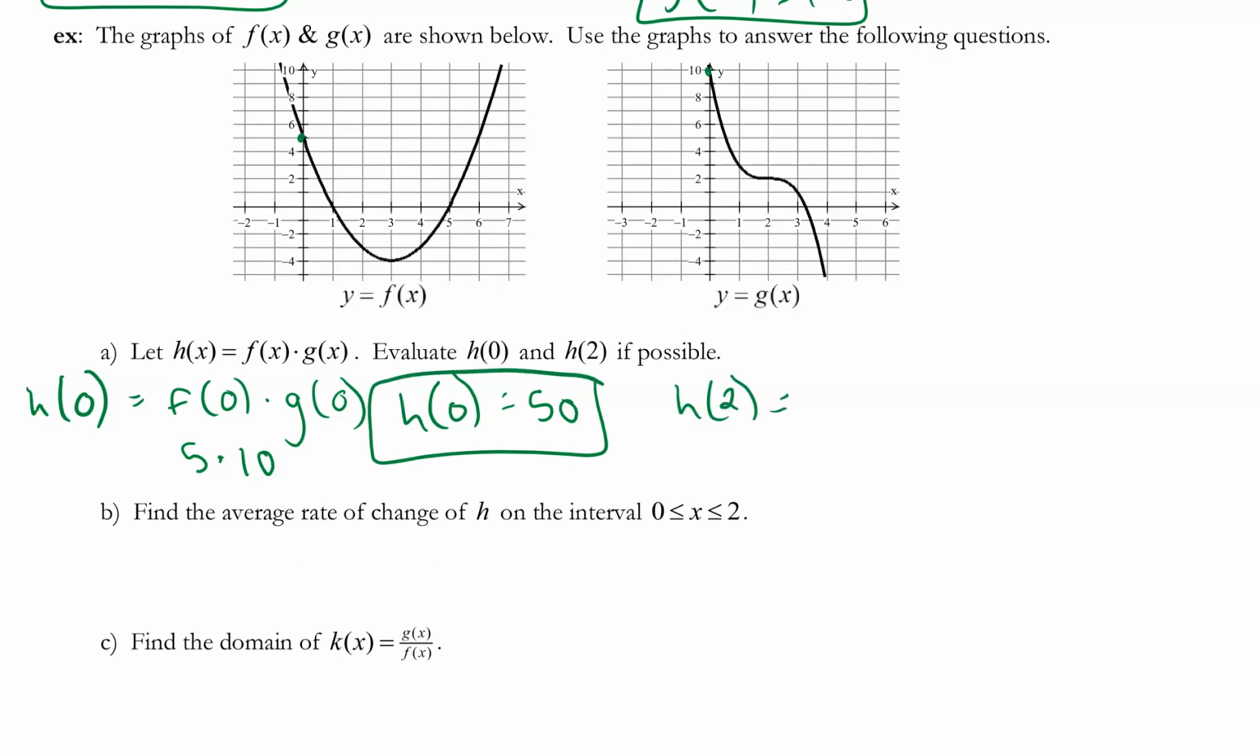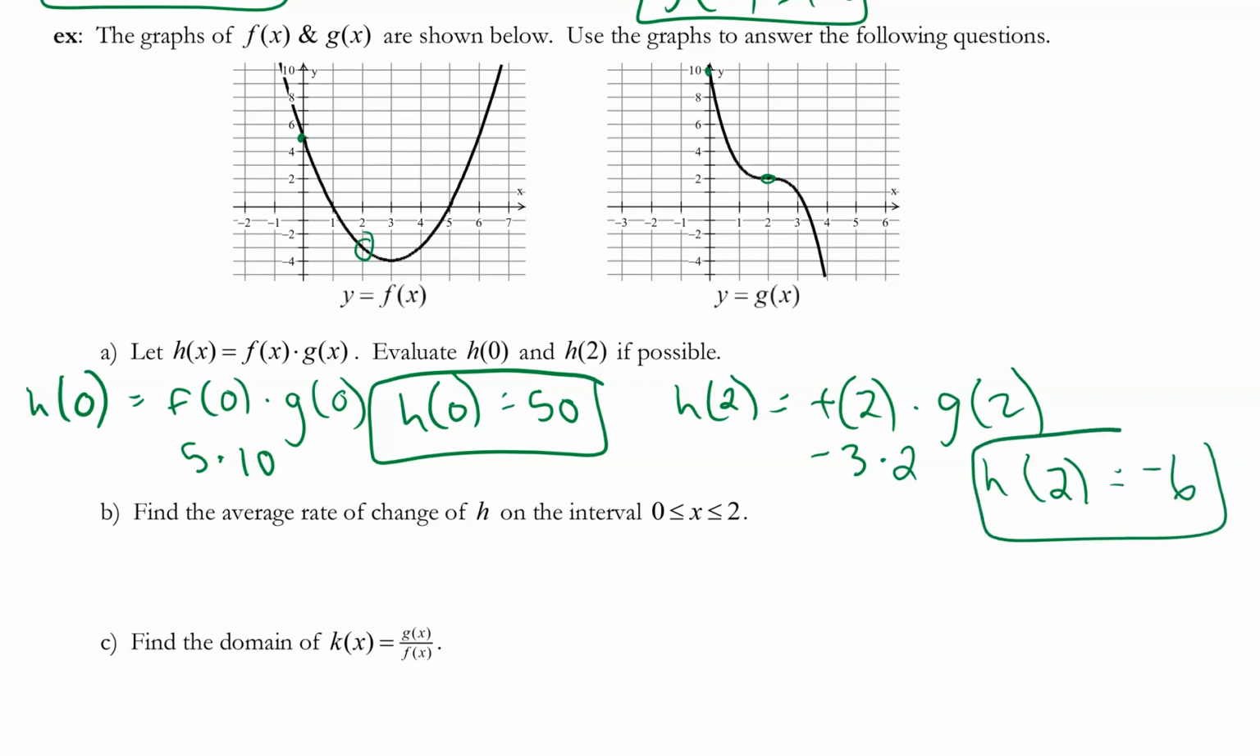Okay, next we have h of 2. F of 2 times g of 2. F of 2 is negative 3. G of 2 is 2. So h of 2 equals negative 6.